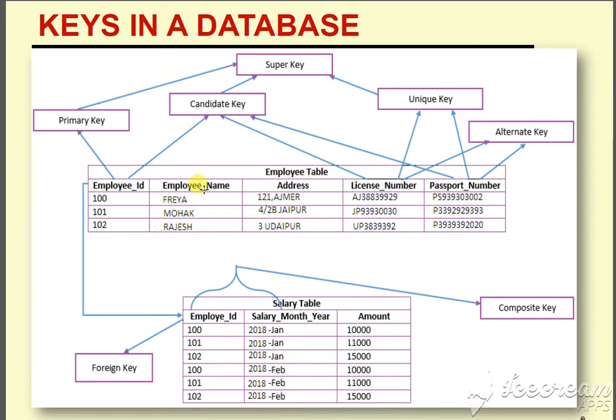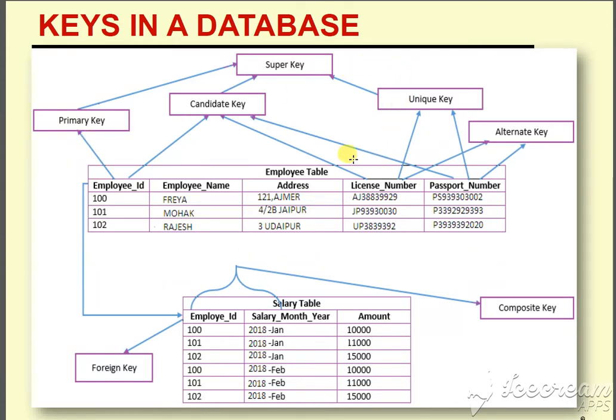See here, in this particular table, two tables have been given to you for understanding purposes. Employee ID, employee name, address, license, and passport number. So employee ID, license number, and passport number, these three can become the candidate key. Why? Because these three have a unique ability to become a primary key. Am I clear? Now according to my employee table, I am taking employee ID as a primary key, isn't it? This is a primary key.